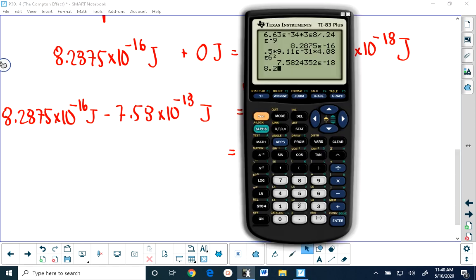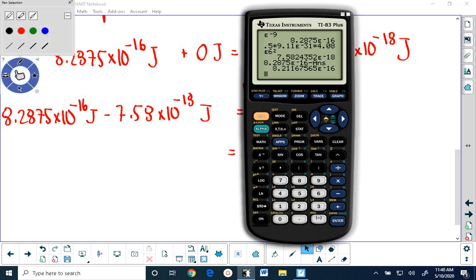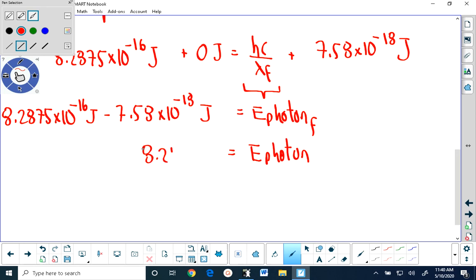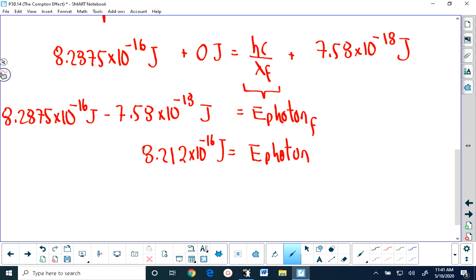So 8.2875 multiplied by 10 to the negative 16 joules, which is the energy the photon had before, minus the kinetic energy that the electron took away from the photon, gives you 8.212 multiplied by 10 to the negative 16 joules. And that's the energy that the photon has afterwards. And again, that's equal to hc over lambda.